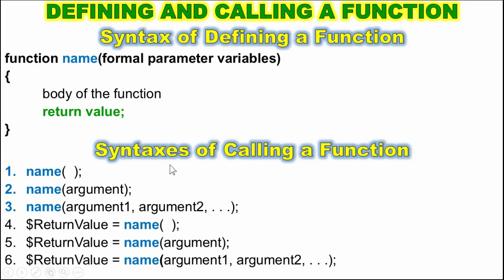Here are the syntaxes of calling a function. To call a function, just call it by its name, and it is like calling a person's name to draw his or her attention. If there are formal parameter variables in the definition of the function, then you must pass arguments or an argument upon calling the function. If there is a return statement in the definition of the function, then you must call the function, the name of the function, in an assignment statement with an equal sign.